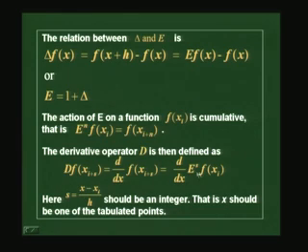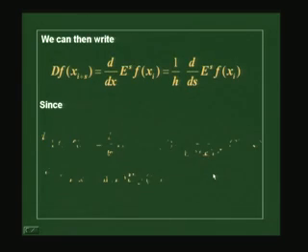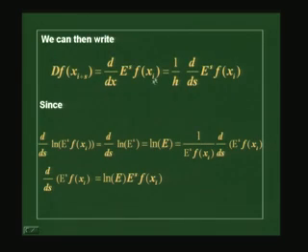Then I can write it in this fashion: the derivative operator acting on f at x_(i+s) is equal to the derivative d by dx of the stepping operator acting s times on f of x_i. Now I am repeating that again. I know that d by dx can be replaced by d by ds into ds by dx, and we just know that ds by dx is 1 over h. So this is 1 over h into d by ds of E to the power s f of x_i. So d by dx has been replaced by d by ds.